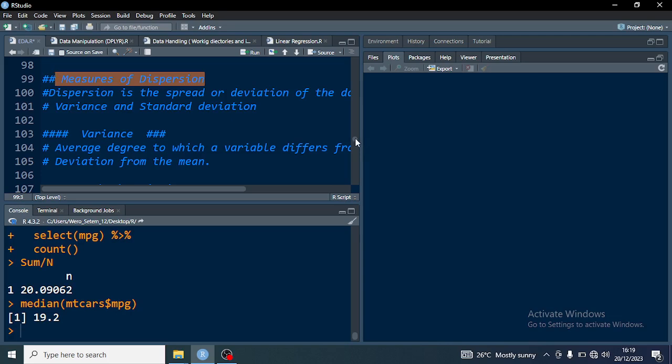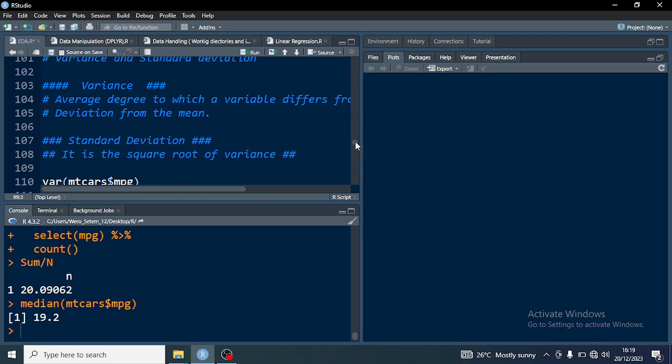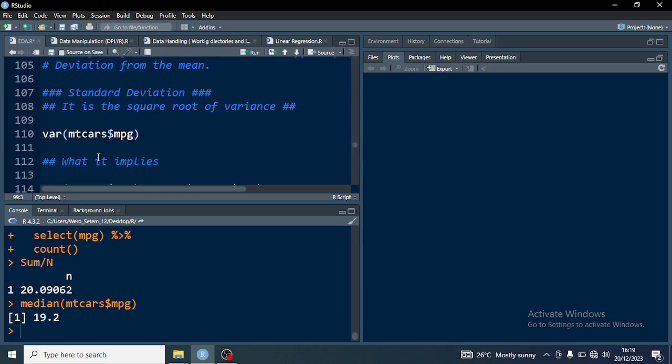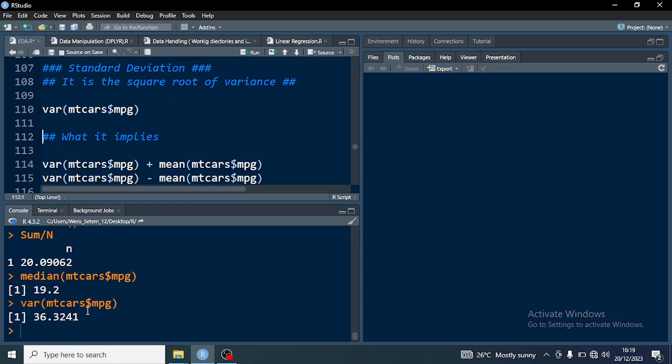So it can be by a certain value that this value moves from its mean. Then the standard deviation is the square root of variance. You use var to calculate the variance. That's it, and here is the variance. The variance of the MPG column in the mtcars data frame is 36.324. What does that mean?